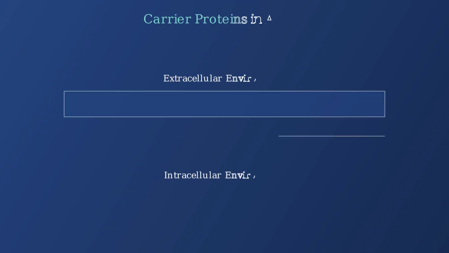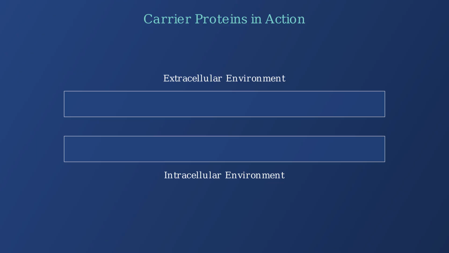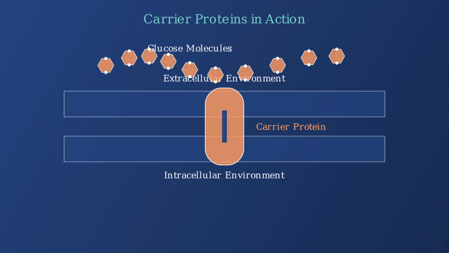Carrier proteins facilitate the movement of specific molecules across the cell membrane through a unique mechanism. Unlike channel proteins, carrier proteins undergo significant conformational changes during transport. Let's examine how glucose transporters, or GLUT proteins, move glucose across the membrane. First, the carrier protein has a specific binding site that recognizes glucose molecules.